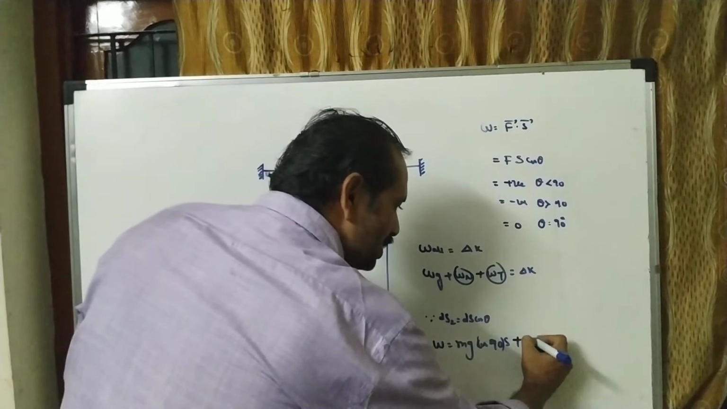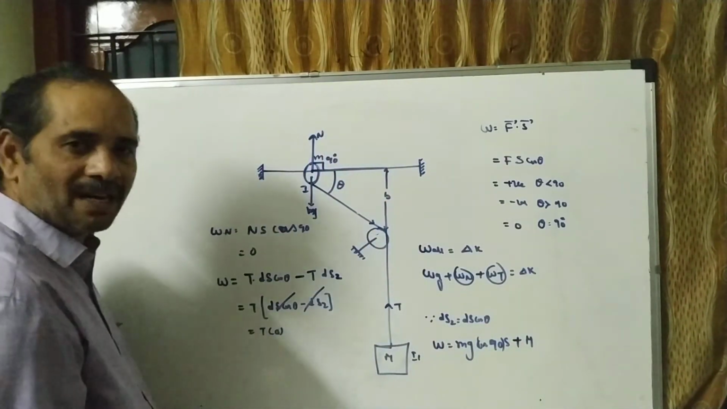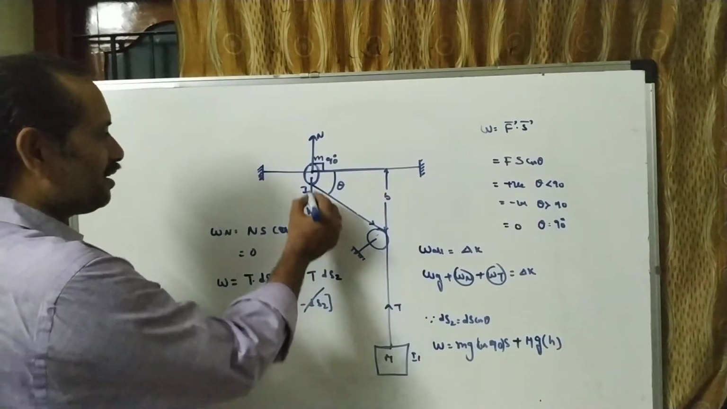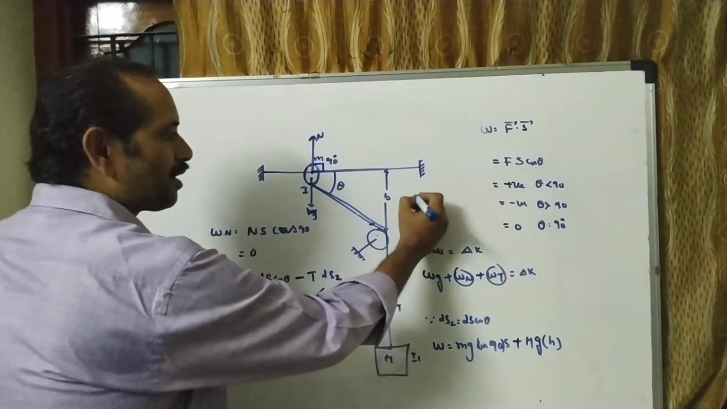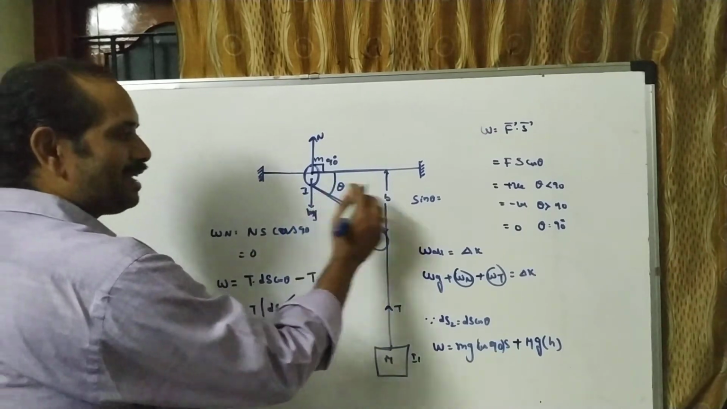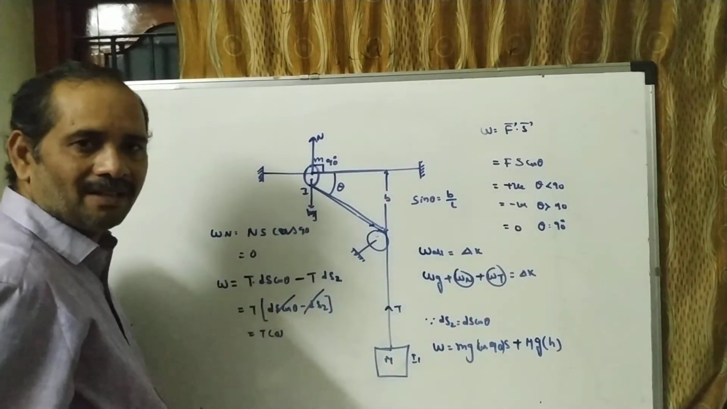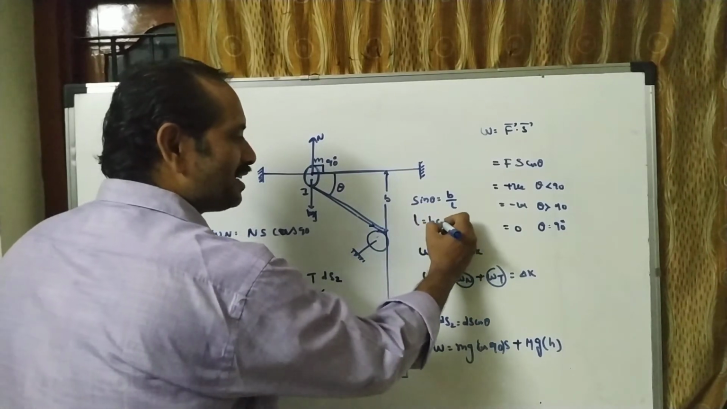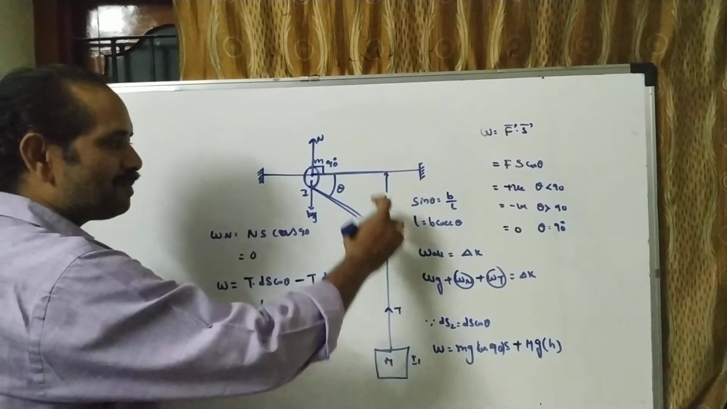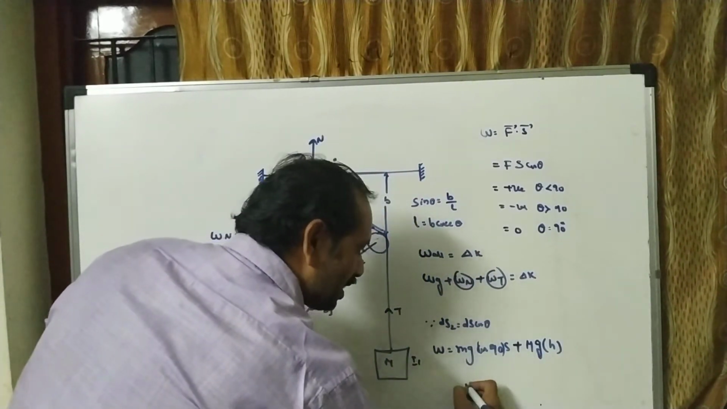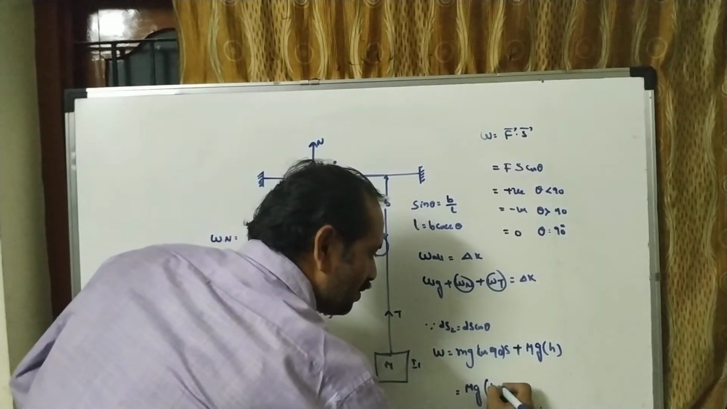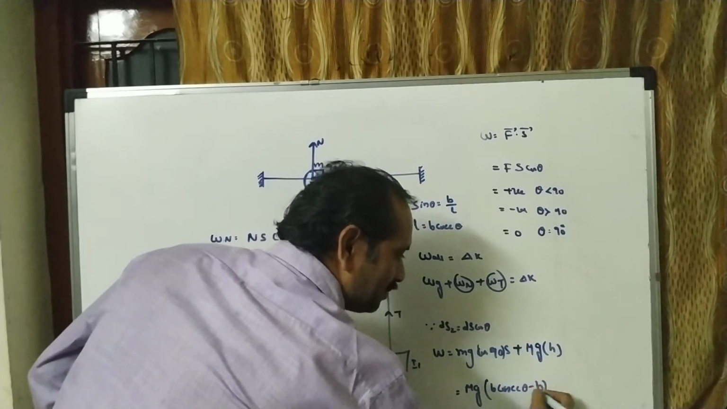Then what about the displacement of capital M? Work done is Mg into height. How much is that height? Taking sin theta from the triangle, B by L, L is equal to B cosecant theta. This is B cosecant theta, and this is the B side. So the displacement of capital M into g, the height, is B cosecant theta minus B.